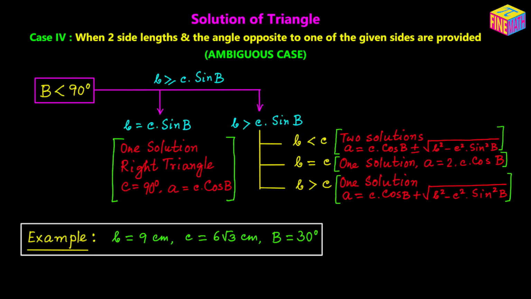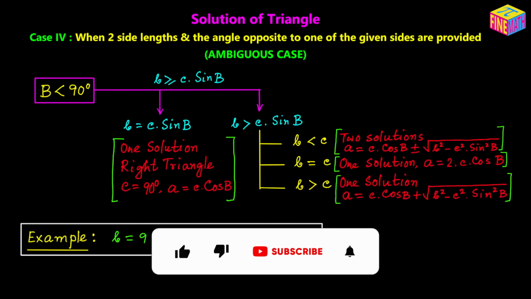Hi everyone. In this video, we're going to take another example where b is greater than c times sine of b, but b is less than c. So here I have taken an example where b is 9 cm, c is 6 times square root of 3 cm, and the angle B is 30 degrees. In this example, we have to solve the triangle.